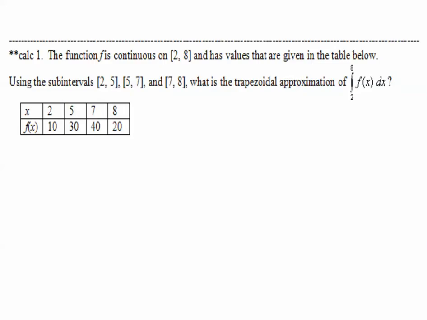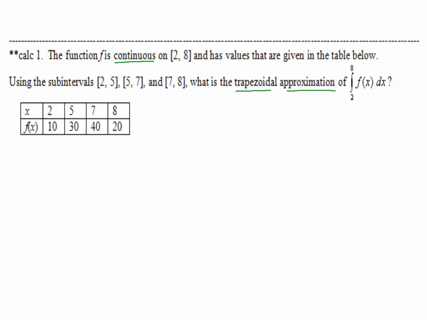Let's look at a couple of examples of how to use trapezoidal rule. When do we use it? Well, usually when we're told to use it. Such as this problem. The function f is continuous on 2 to 8, has values, now remember continuous, that's an important aspect of it because we got to be able to create area. Has values that are given in the table below using the subintervals 2 to 5, 5 to 7, and 7 to 8. What is the trapezoidal approximation of this definite integral?